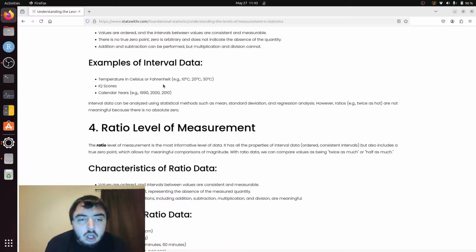Calendar year. The year 2000 is not twice as long as the year 1990. Clearly, you can say it's 10 years later than 1990, but you can't get a ratio and get a meaningful thing from that. Unless you are arguing that the calendar year 0 is the beginning of time, which would be an odd statement.